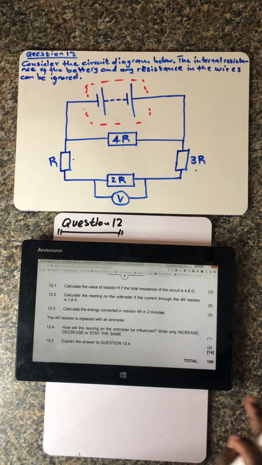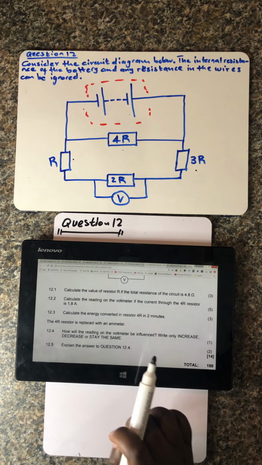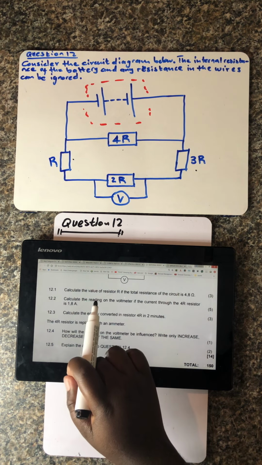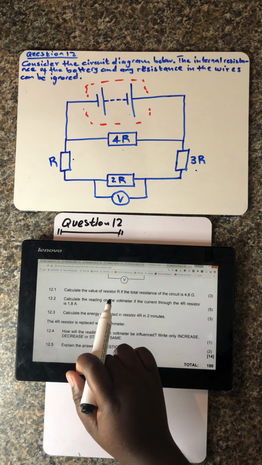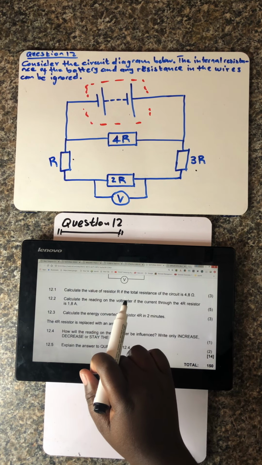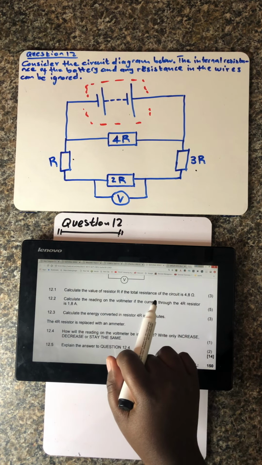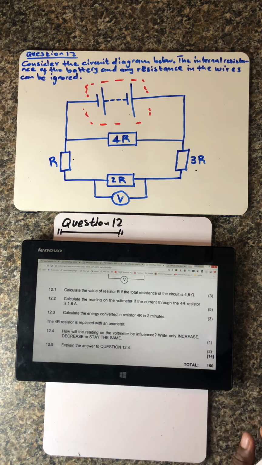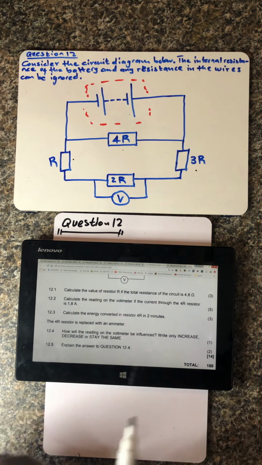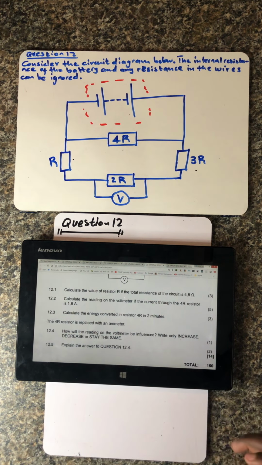Okay, so let's check. Our very first question says: calculate the value of resistor R if the total resistance of the circuit is 4.8 ohms, and this question is allocated 3 marks.